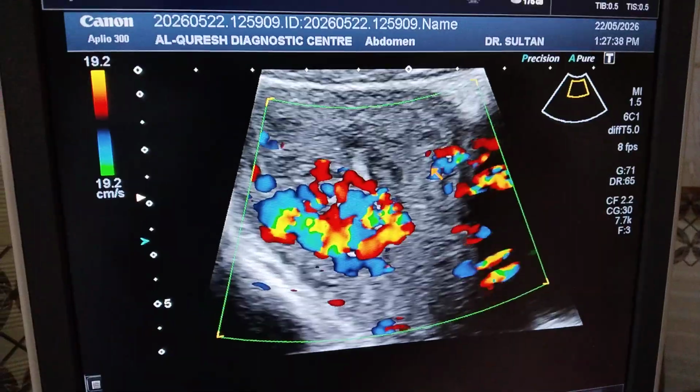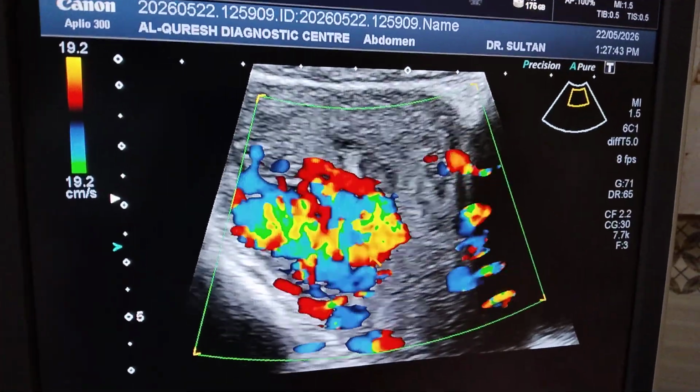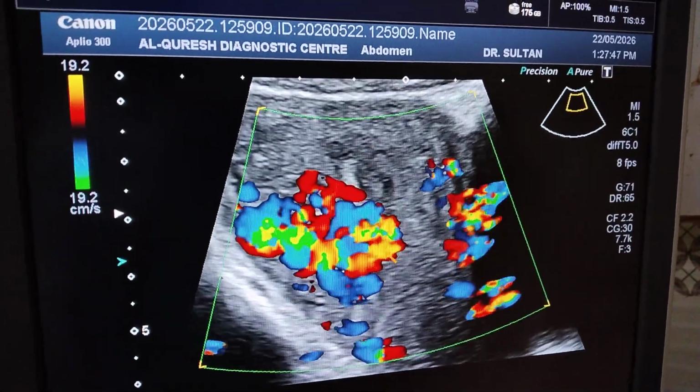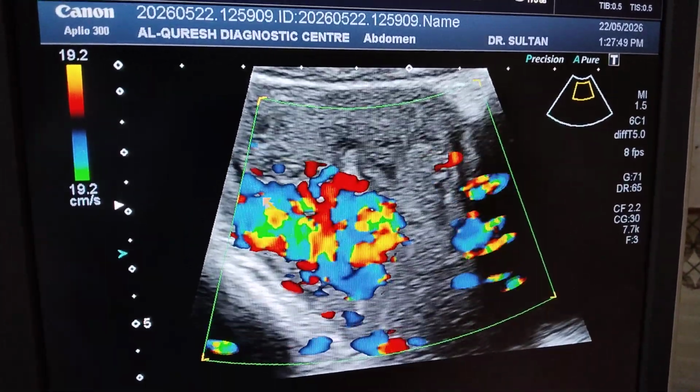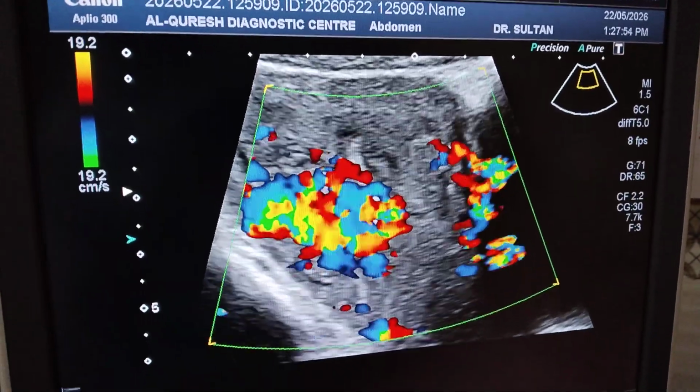malformation. Here we can appreciate mosaic pattern, high venous flow, high arterial flow, which should not be in the arcuate vessels. These are the arcuate vessels in the myometrium, so these should not be.